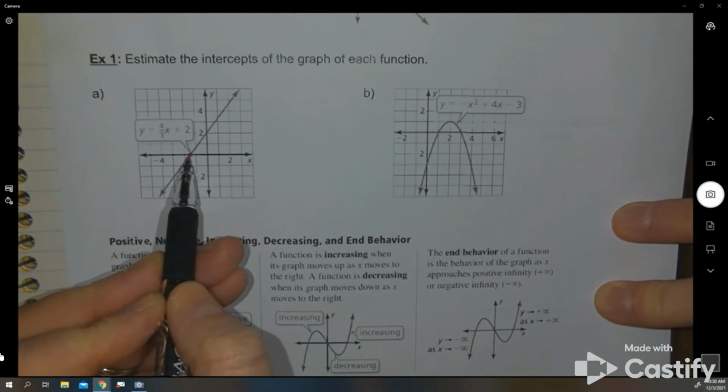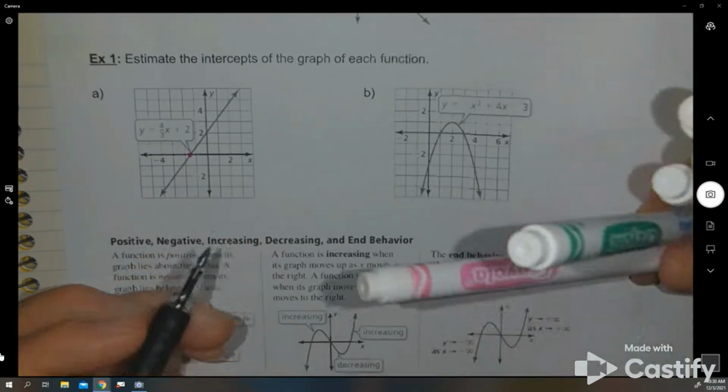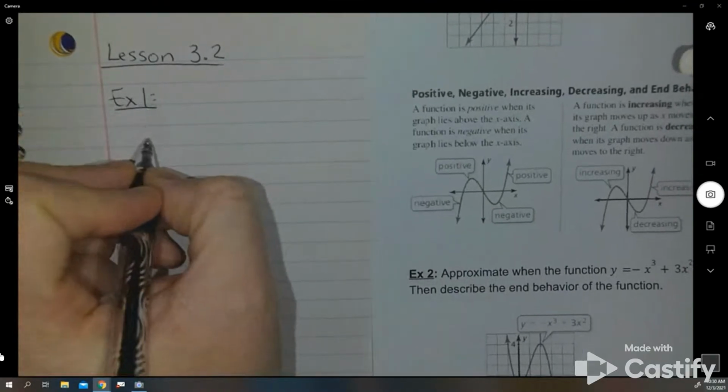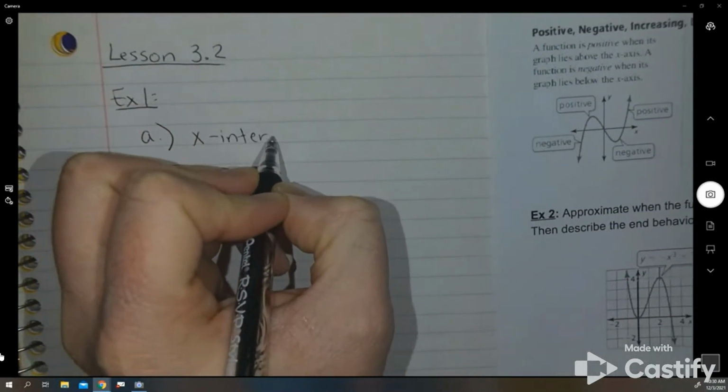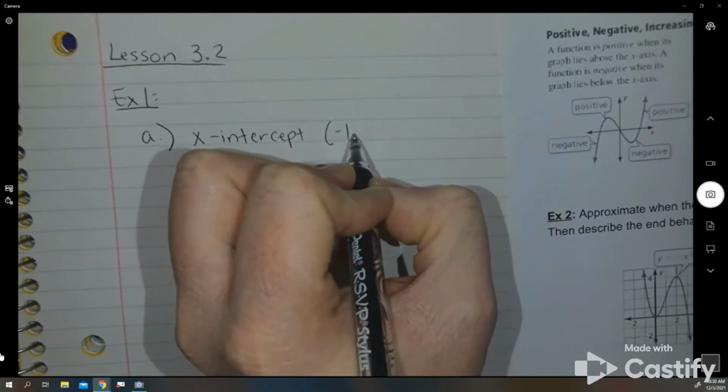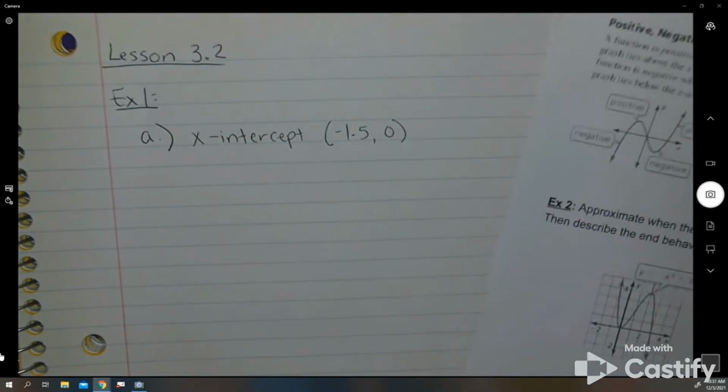And remember, when you're labeling a point for the graph, you have to have 2 coordinates. So I went left -1.5, but I went up and down 0. So that x-intercept for A would be the point (-1.5, 0). So this is the x-intercept. And we've got (-1.5, 0). So that's our point there.